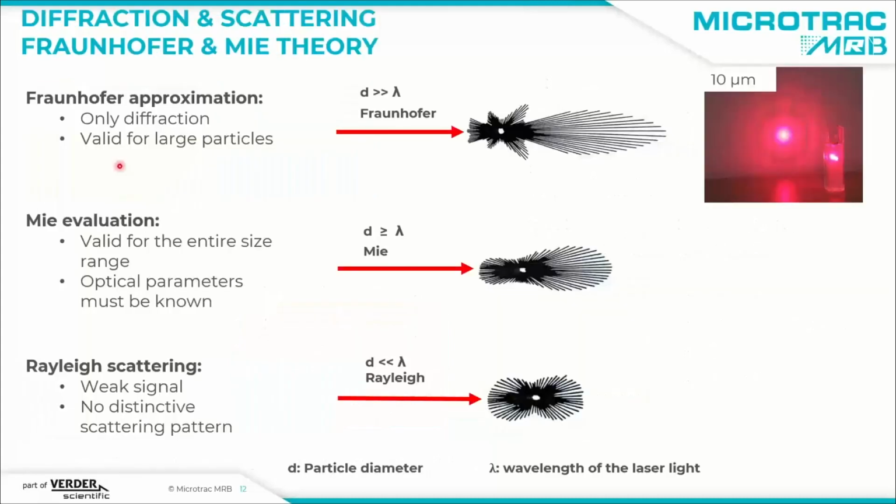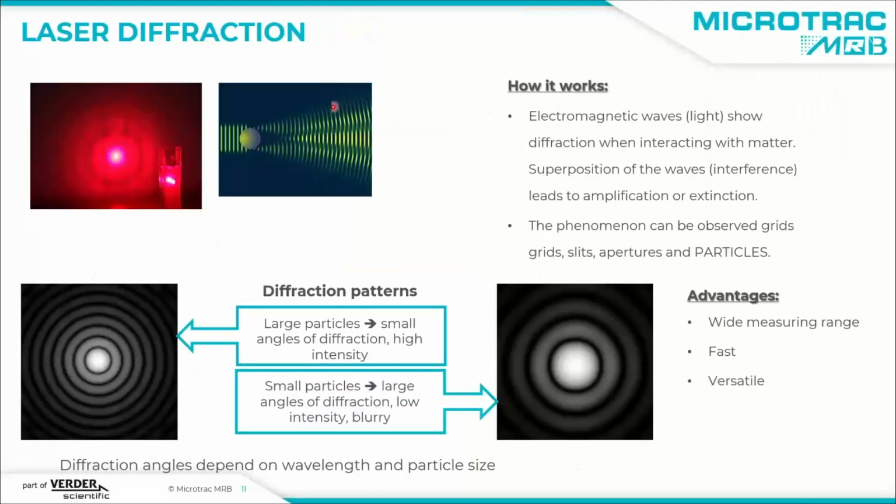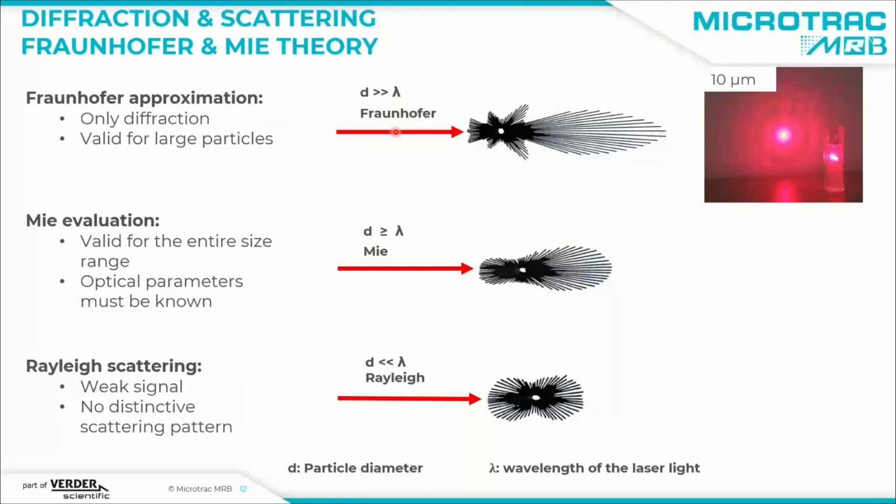When you take a closer look at how this diffraction pattern is changing with size, you will find that you get these diffraction rings for large particles, where my particle size d is much larger than the wavelength of the light. You can use this diffraction theory that I have shown here to evaluate the diffraction pattern. This is the so-called Fraunhofer evaluation or Fraunhofer approximation.